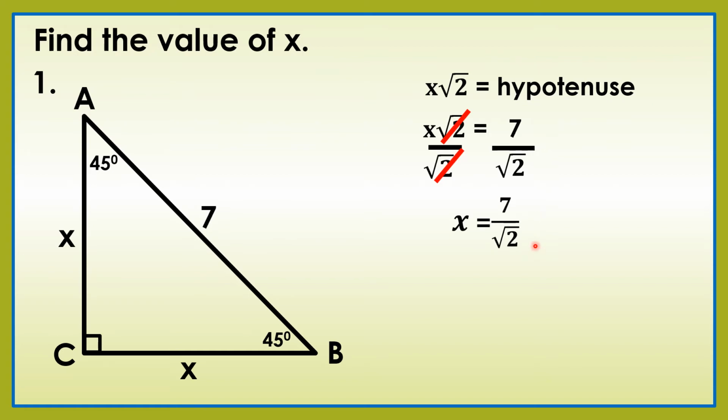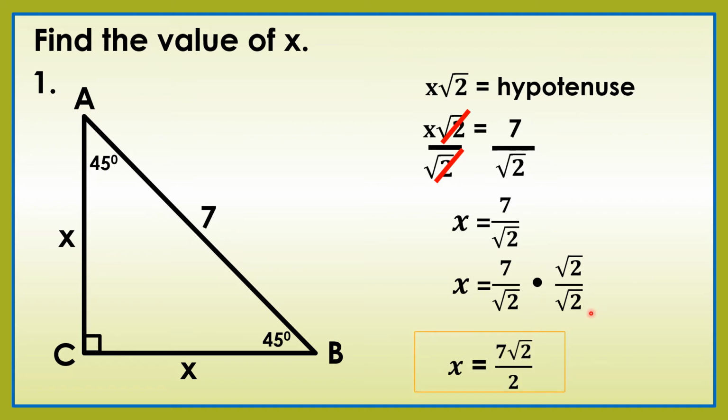Meron tayong radical sa ilalim. So, kailangan nating mag-rationalize para ma-simplify yung ating radical sa ilalim, by multiplying the numerator and denominator by square root of 2. So, we'll have now x is equal to 7 over square root of 2 times square root of 2 over square root of 2. So, multiply lang natin ang 7 and square root of 2. And then yung square root of 2 times square root of 2. So, we will have now 7 square root of 2 over 2.